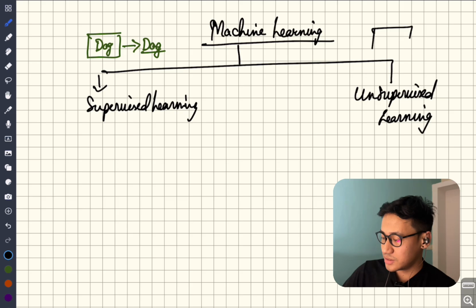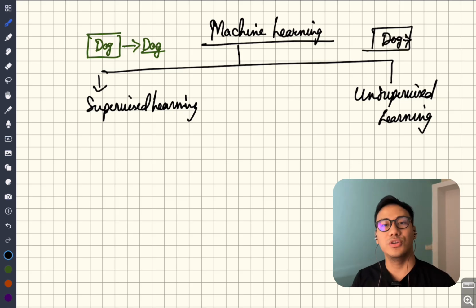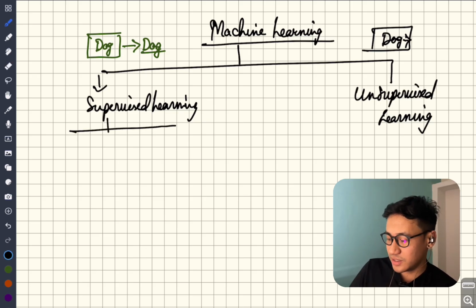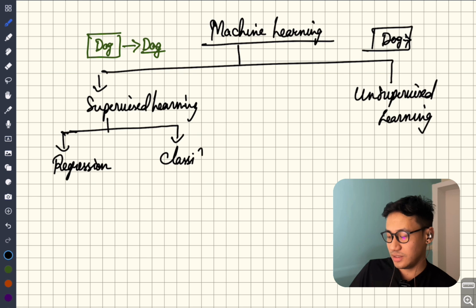In unsupervised learning, we send one picture, but we don't send the tag that it is a dog. We just send the pictures. That's it. Simple. So next, supervised learning is again divided into two parts. One is regression and one is classification. We'll see them one by one.